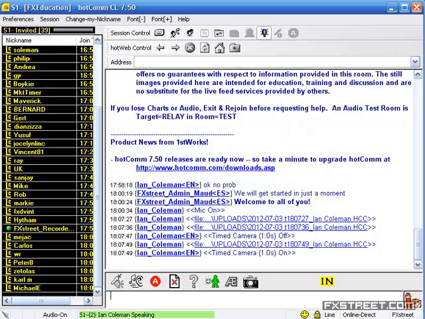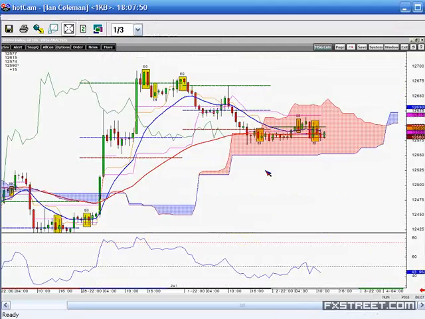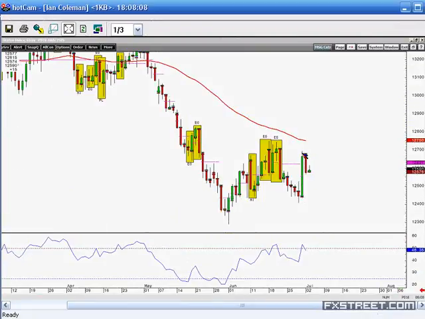I'm just going to refresh this chart just in case it's gone a bit funny. Okay, so let's go back to the daily. I'm going to move the cloud off, and I'm even going to move this moving average. So here on this strong move up on Friday, we've got a Marubozu level coming in here.